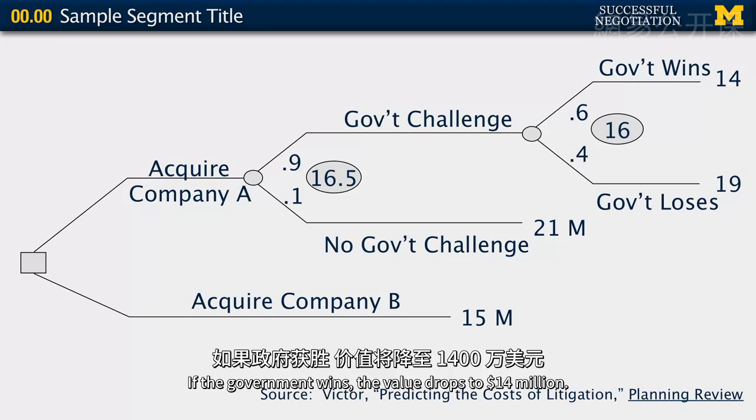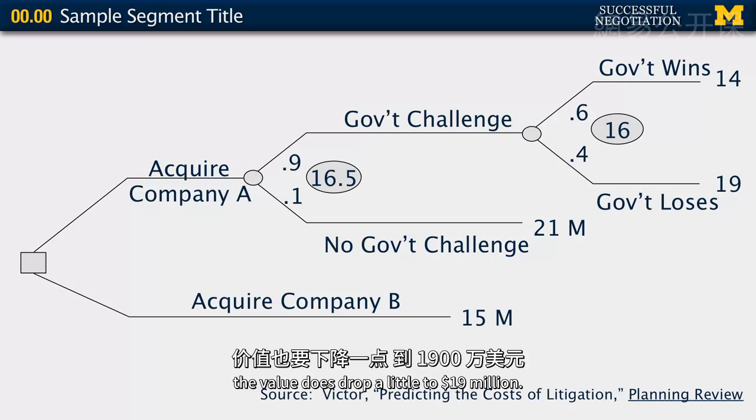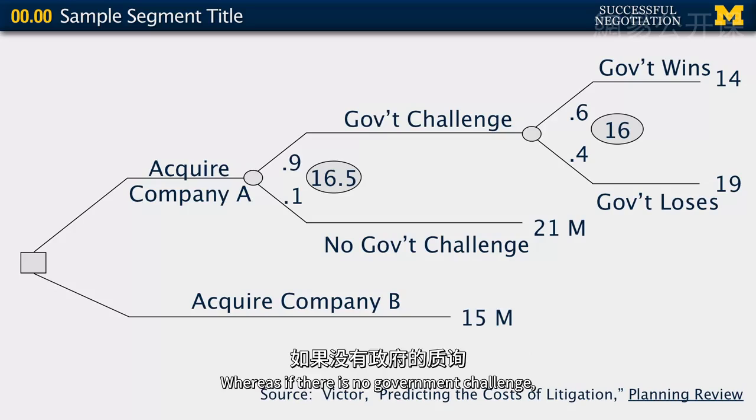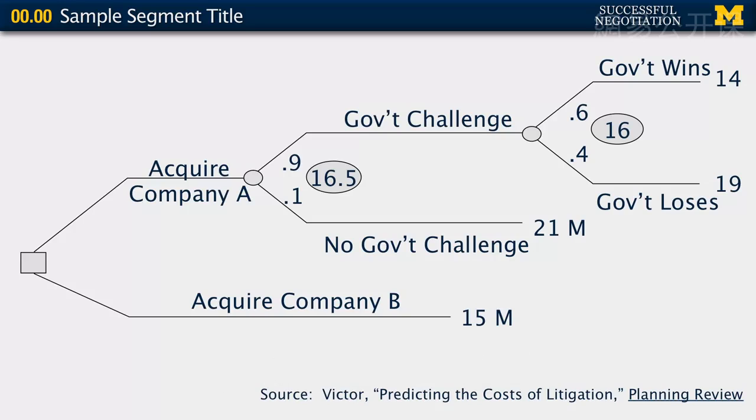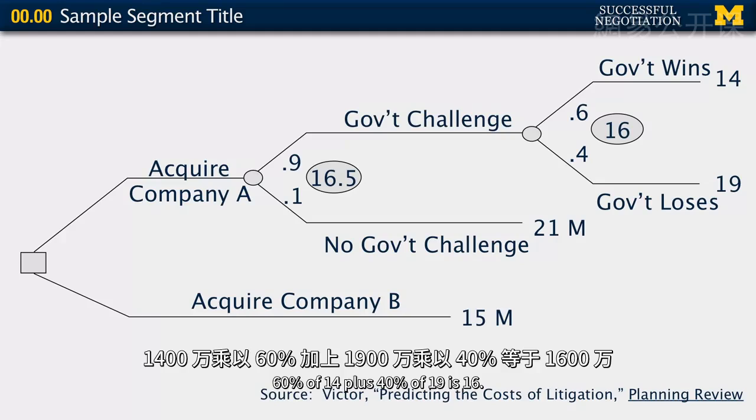If the government wins, the value drops to $14 million. Even if the government loses, the value does drop a little to $19 million. Whereas if there's no government challenge, Company A is worth $21 million. So you plug in the numbers, and then you do your weighted average calculation. 60% of 14 plus 40% of 19 is 16. 90% of 16 plus 10% of 21 is 16.5.